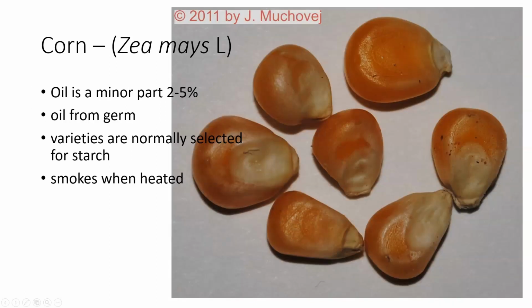Corn oil is a minor part of it. Most of the oil comes out of the germ. Varieties of corn are normally selected for starch content. Therefore, oil content is kind of a byproduct. When they do the starch content, they don't want the germ. They have a methodology that separates the starch and the other material from the germ. Then the oil is removed.